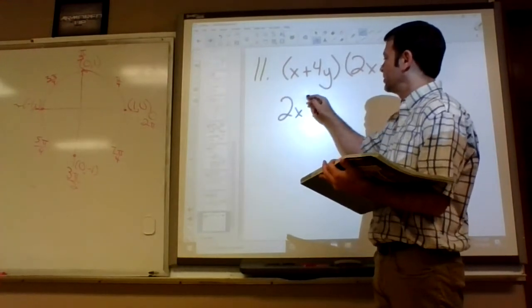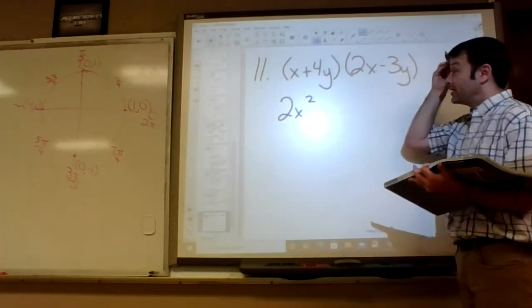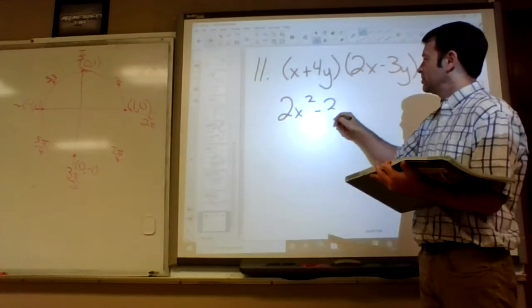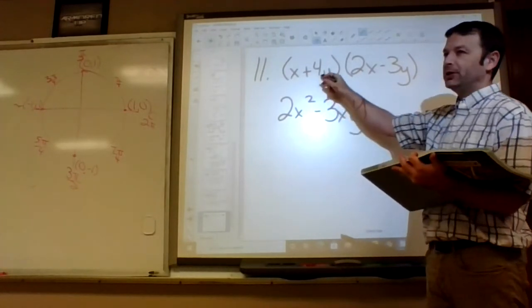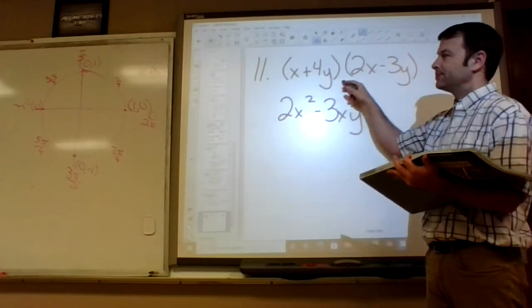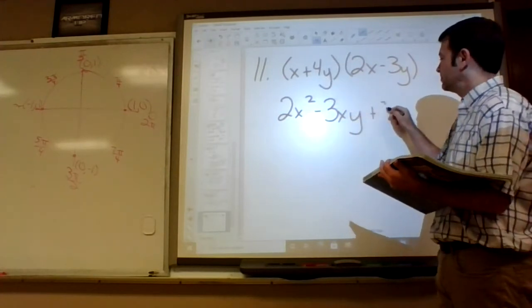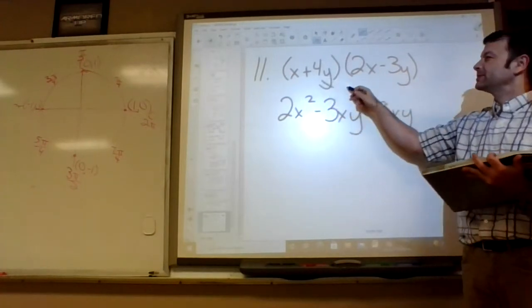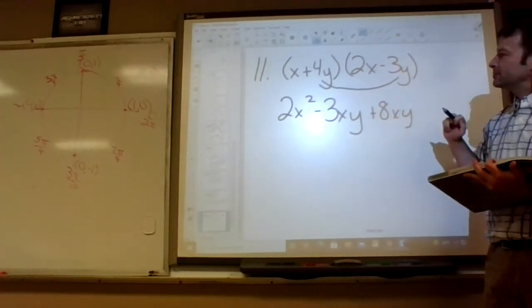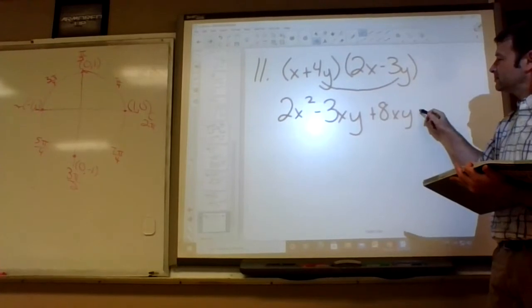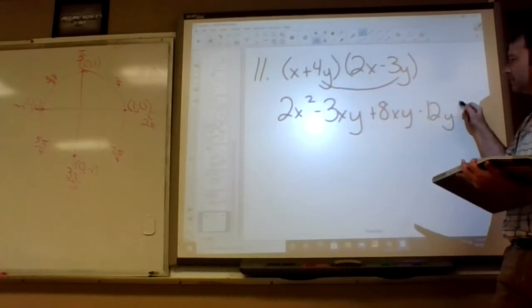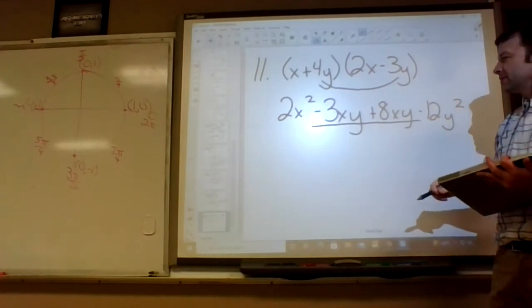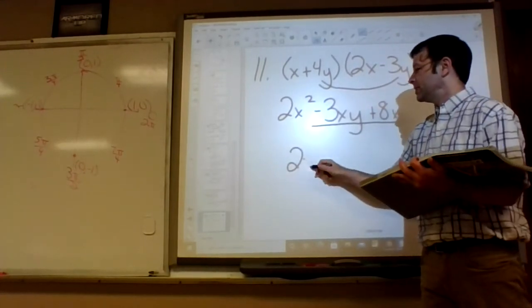2x squared. What's the outside going to be? What's the inside going to be? 8. What's the last going to be? What are our two middle terms add up to? So 2x squared.